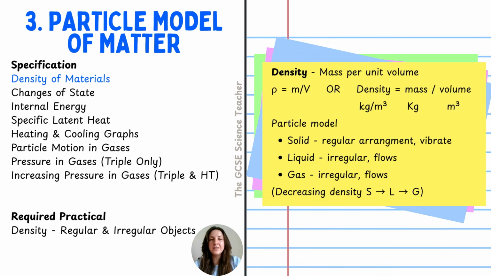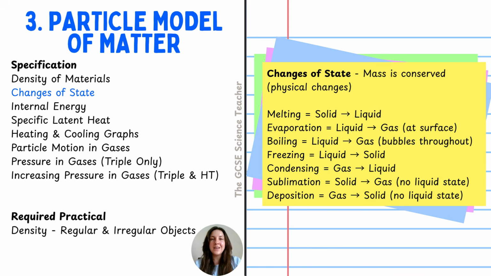Next topic, density is mass per unit volume. It has the equation density equals mass divided by volume, where density is measured in kilograms per meter cubed. The particle model shows density. Solids have a regular arrangement, are densely packed, and vibrate at fixed positions. Liquids are irregular and flow. Gases are also irregular and flow with more spaces, and therefore there is decreasing density from solids to liquids to gases. In changes of state, mass is conserved, and these are physical changes.